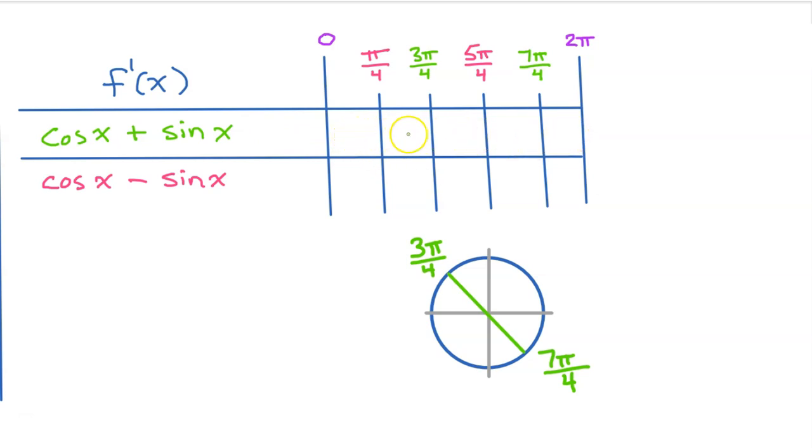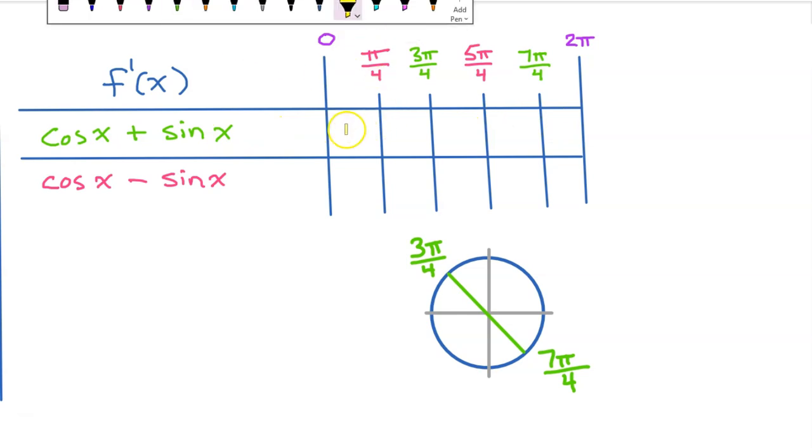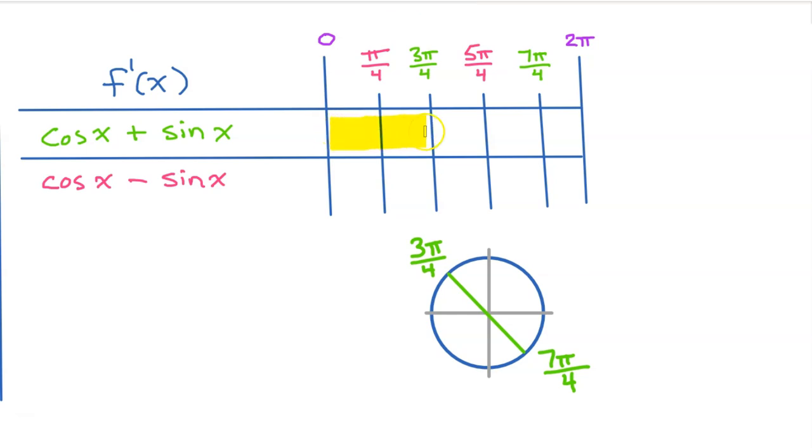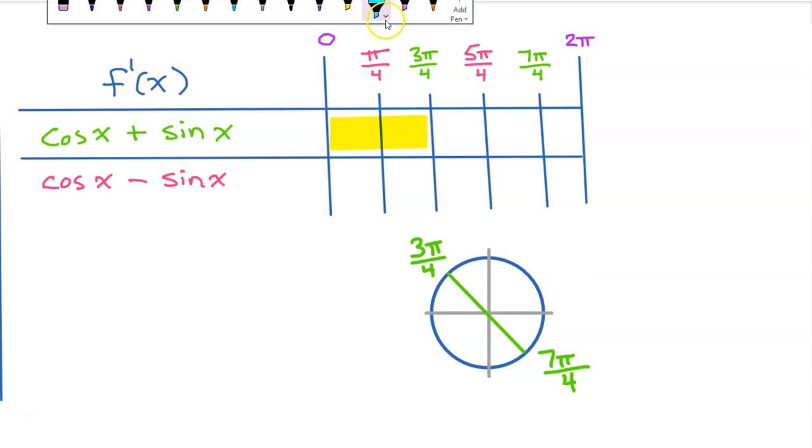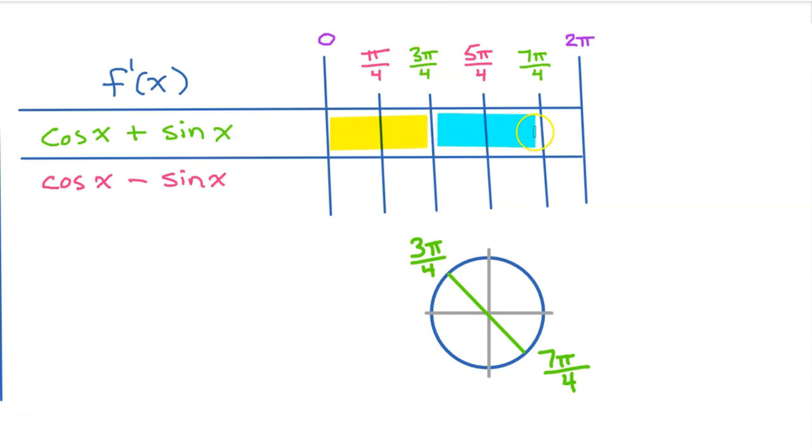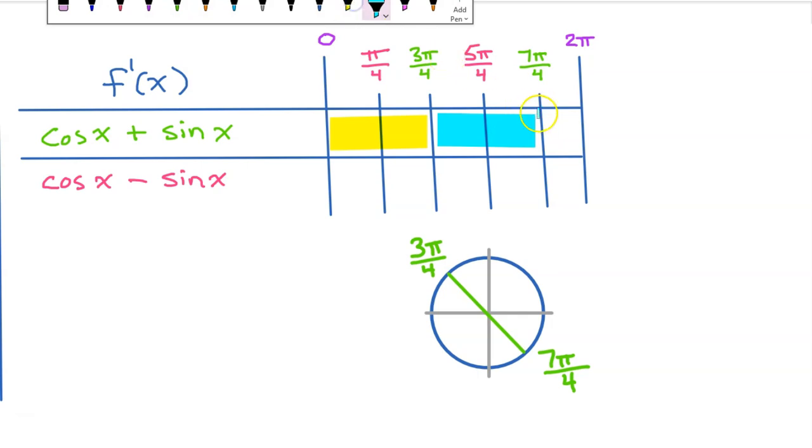At first glance, it looks like we have 5 intervals to check, but actually, it's not going to be quite that bad. Cosine x plus sine x is equal to 0 at 3 pi over 4 and 7 pi over 4. That's why I made those green to match. That means these are the only places where this factor might change signs. In other words, we really only have 3 intervals to check. We need to check the interval from 0 to 3 pi over 4, the interval from 3 pi over 4 to 7 pi over 4, and then the small interval from 7 pi over 4 to 2 pi.